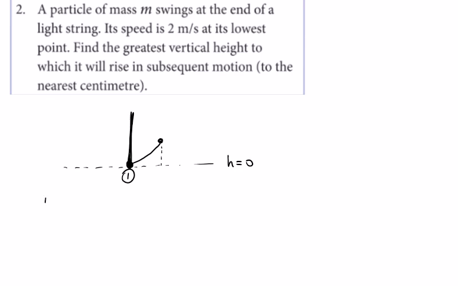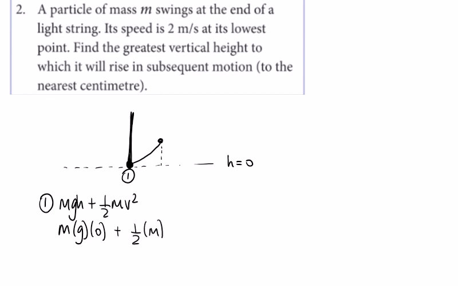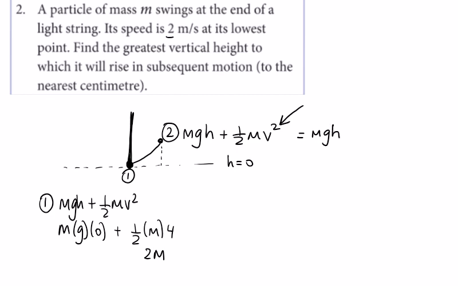So let's look at this as position 1. So position 1, mgh plus a half mv squared is m times g times 0 plus a half times m times v squared, and we're told v is 2, so that's 4. So that's just going to be 2m. So that has to be equal to the energy at position 2. So again, we have mgh is what we're looking for, plus a half mv squared. And you all know that at this position of greatest height, the velocity changes to 0 before it comes back down. So we're just going to have mgh plus 0. So therefore 2m is equal to mgh.